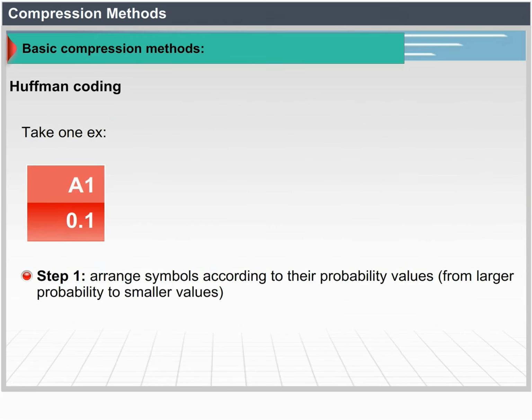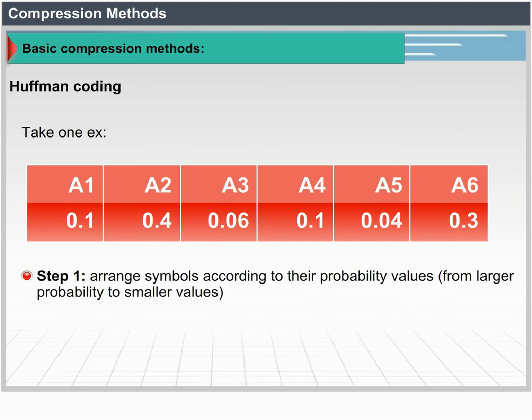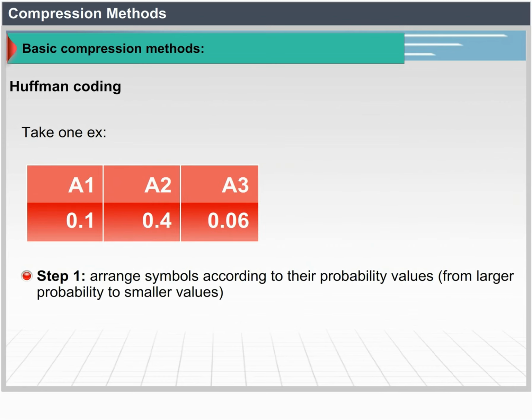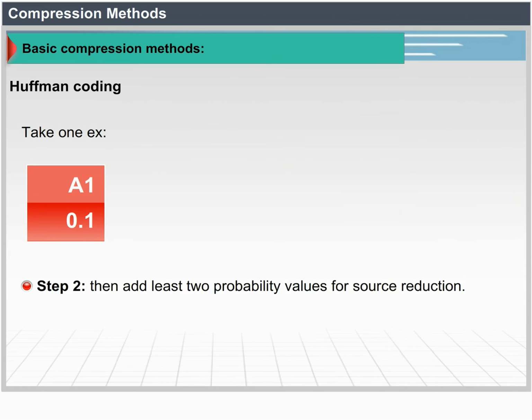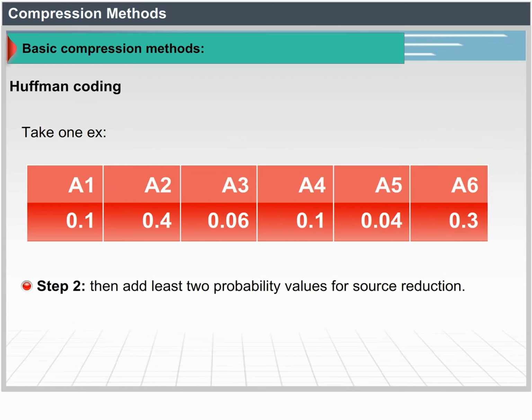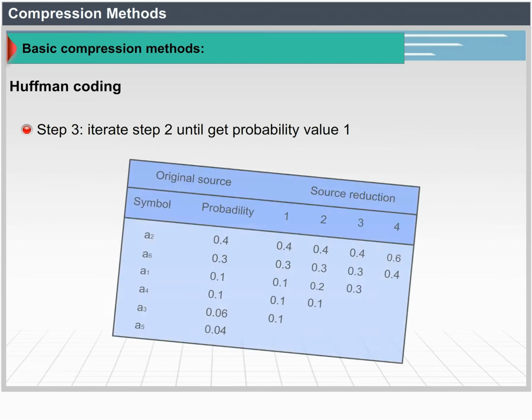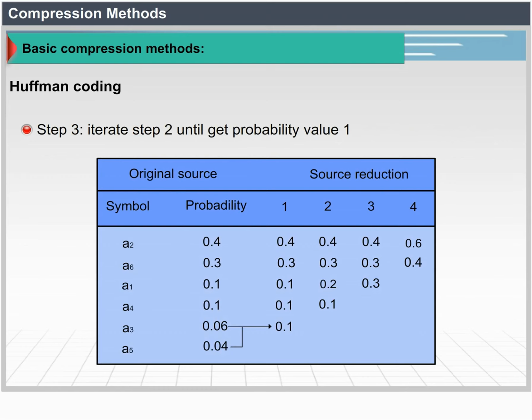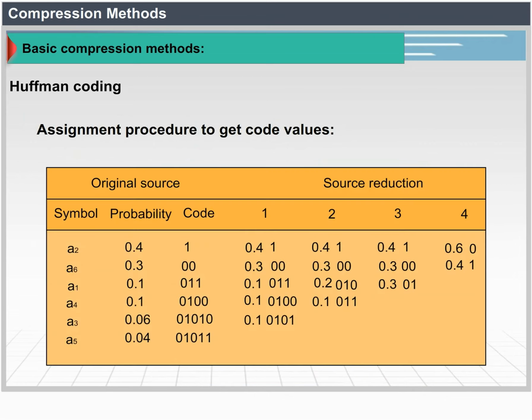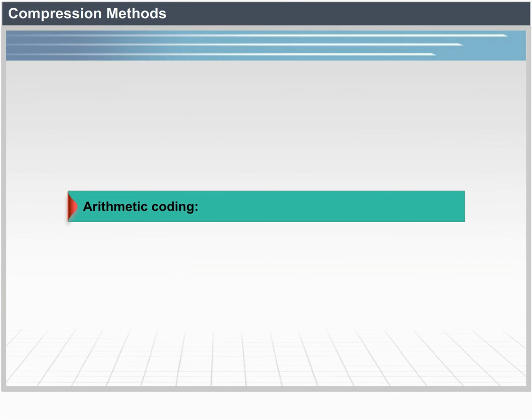Step 1. Arrange symbols according to their probability values, larger probability to small values. Step 2. Then add the least 2 probability values for source reduction. Step 3. Iterate step 2 until you get probability value 1. The assignment procedure to get code values can be tabularized.